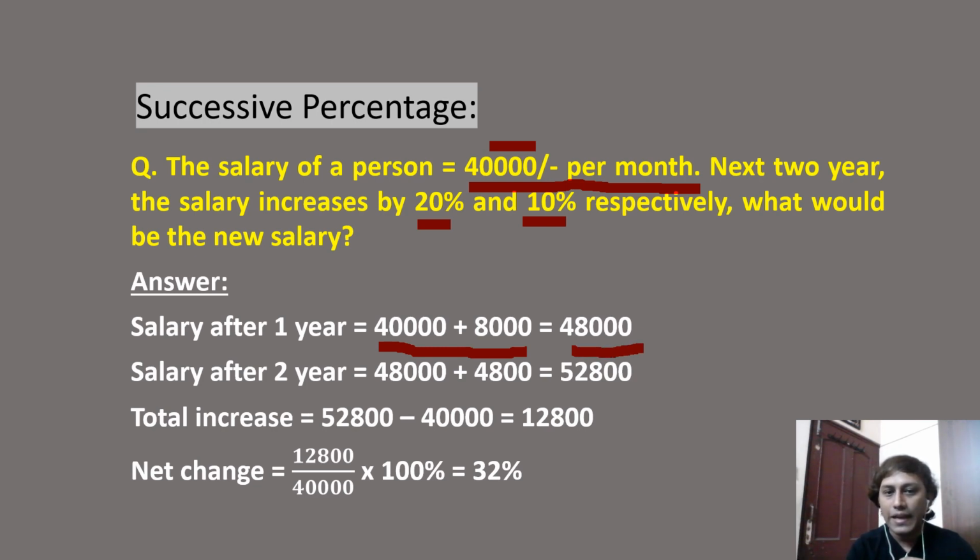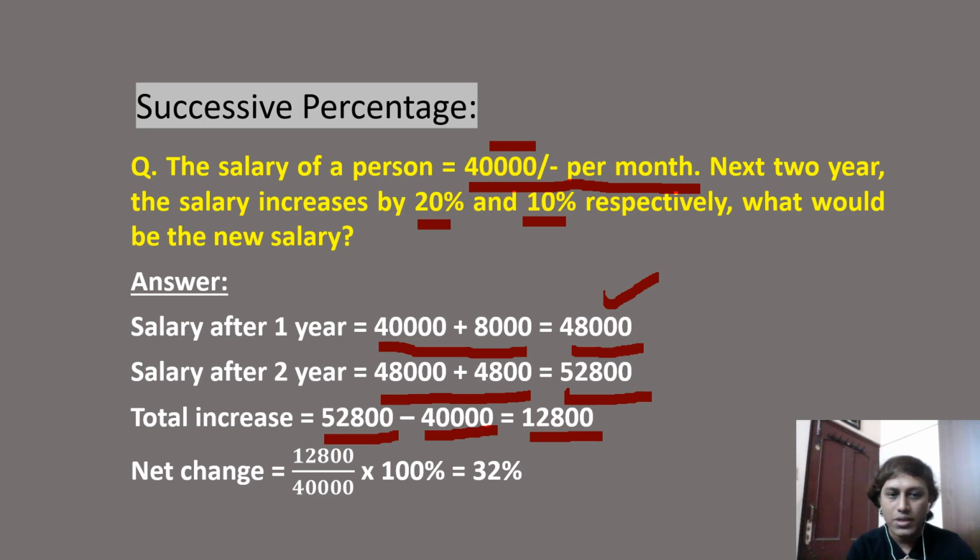Next year it will increase by 10%. So 10% of 48,000, right? That is 4,800. So new salary after 2 years must be 48,000 plus 4,800, which is 52,800, right? So what is the total increase? New salary 52,800 minus original salary 40,000. So the increase is 12,800, right?